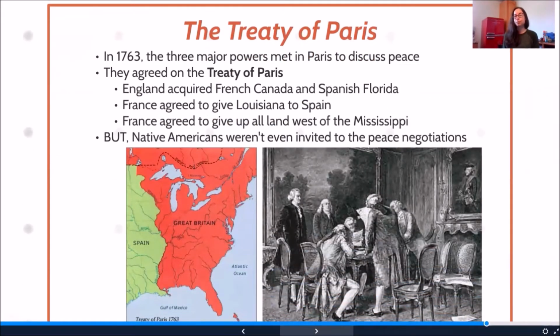In 1763, the 3 major powers met in Paris to discuss peace, and they agreed on the Treaty of Paris. In this treaty, it said that England acquired French Canada and Spanish Florida. France agreed to give Louisiana to Spain, and France agreed to give up all land west of the Mississippi. Native Americans who had fought on both sides of this war were not even invited to the peace negotiations.